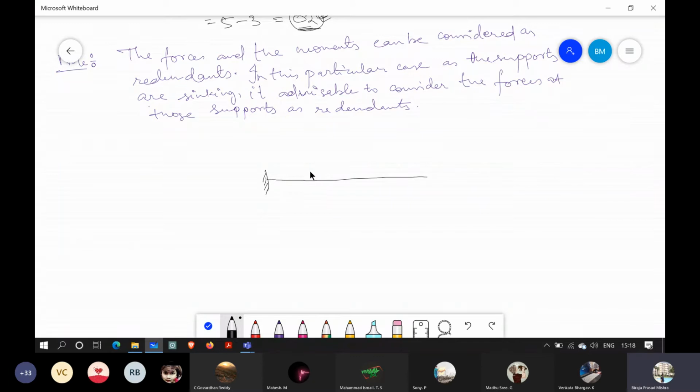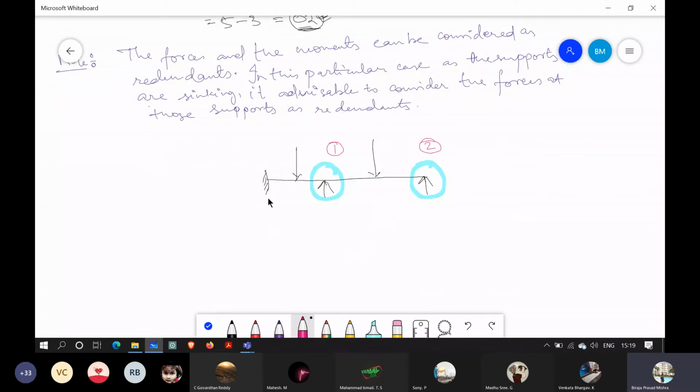Okay, this one is the fixed support. This is one support, this is one support. Here we have one externally applied load, here we have another one. So let us consider these two vertical reactions as redundants. So this one I am giving as coordinate 1, this I am giving as coordinate 2.